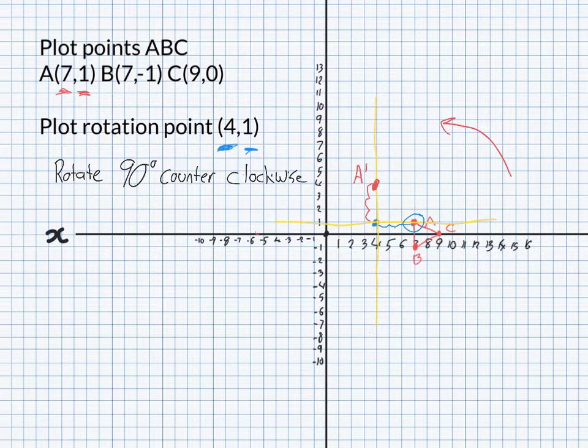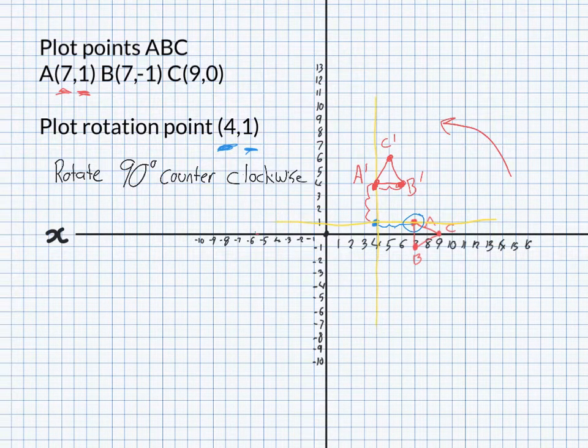Next, I'm going to move B. When I move B, I know that B is going to be 1, 2 away from my new line, and it's going to be the same distance from the rotation point. So 1, 2, so I put my point here. And finally, C is going to be 1, 2 up and 1 over from A. 1, 2 up, 1 over, and then I connect my dots. And I label them. So this was B1, and this is C1. So that is a 90 degree counterclockwise rotation.